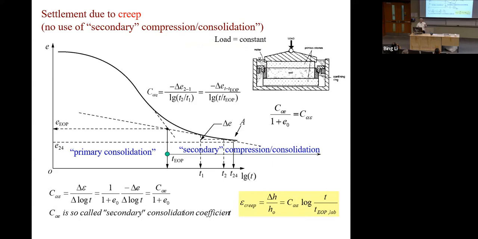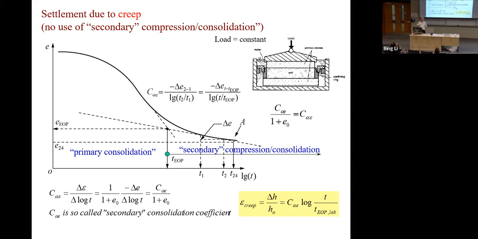For odometer tests, because the compression is under confined conditions, we only have vertical strain and the horizontal strain is zero. So in this particular case, the vertical strain and volumetric strain are equal. So you can see it is volumetric compression. It is a confined condition, where the vertical and volumetric strains are equal and the lateral strain is zero. That's the one-dimensional case. Shear or normal stress is a different issue.